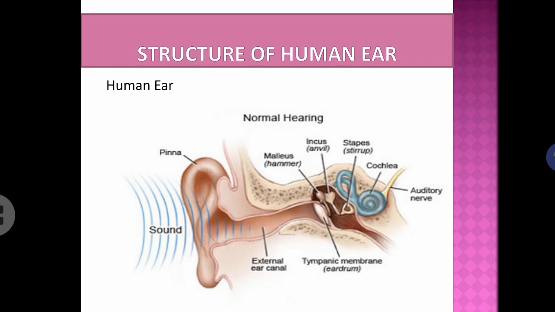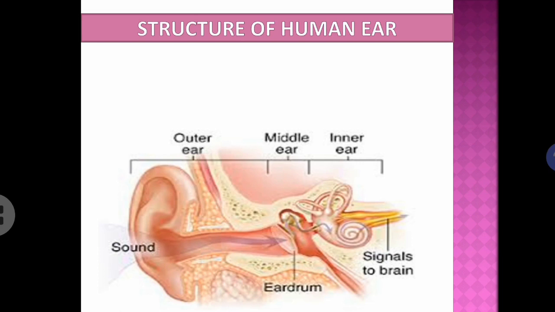The inner ear contains another structure called the cochlea, which converts these amplified vibrations into electrical signals. These electrical signals then reach the brain via the auditory nerve. Hence we are able to interpret the particular sound; these electrical signals reaching the brain help us to hear that sound. So the human ear has the outer ear collecting the sound vibrations, the middle ear amplifying the sound vibrations, and the inner ear converting these amplified sound vibrations into electrical signals. These electrical signals reaching the brain via the auditory nerve help us to hear.